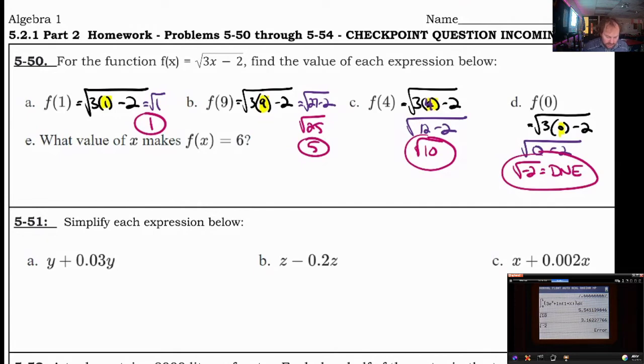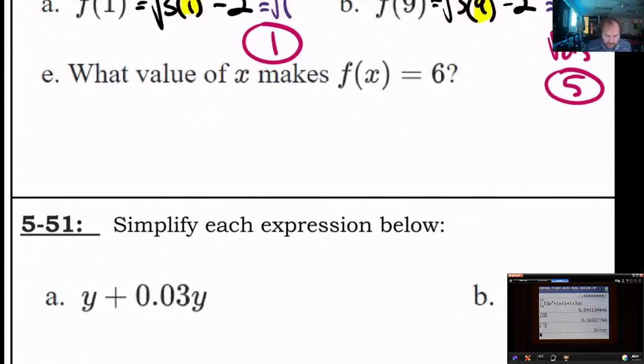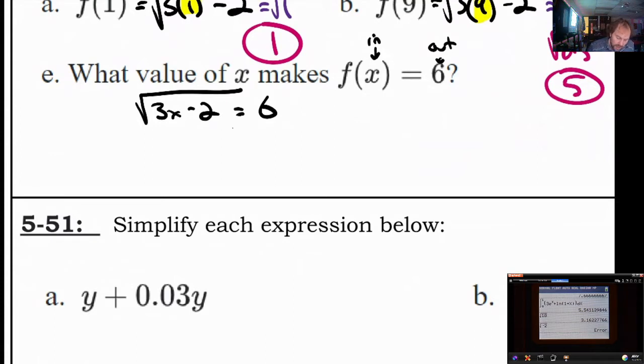As far as question E goes, that question is a little different. Now we're looking for what input will give you the output of 6. So what do you plug into the function to get 6 out of it? So we're actually solving this problem: the square root of 3x minus 2 equals 6. What do you have to do to get 6 out of that function?